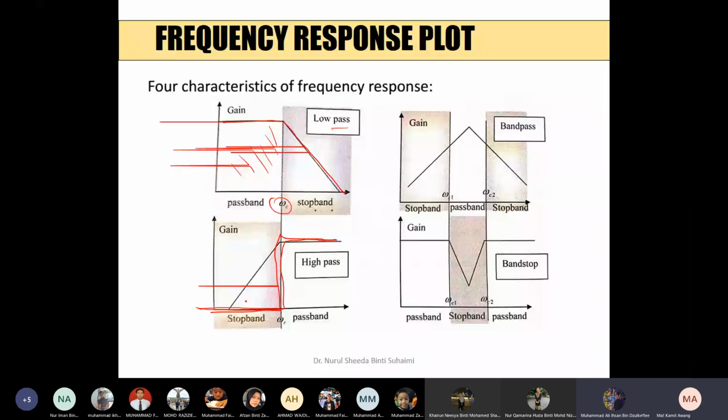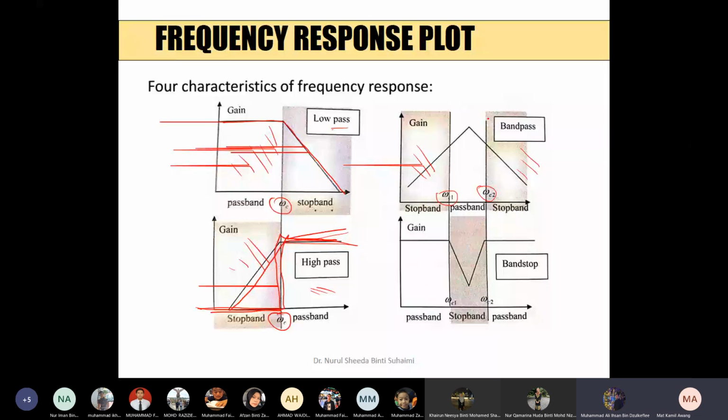But for the actual filter, it has a steady roll off. High pass is pass here. So this is actually stop band. This is the pass band. It passes anything above omega C. This is band pass. It stops this part and also this part, and it passes between omega 1 and omega 2. So the ideal band pass filter looks like this.